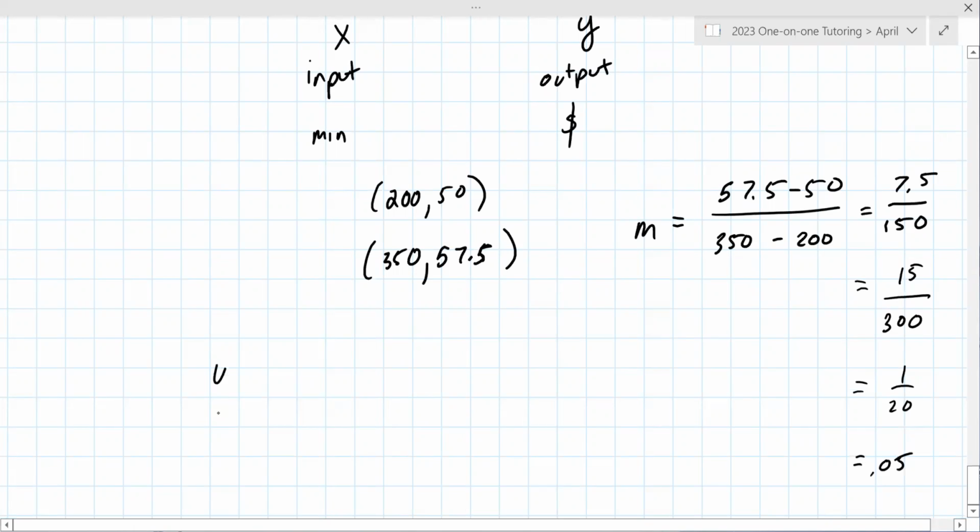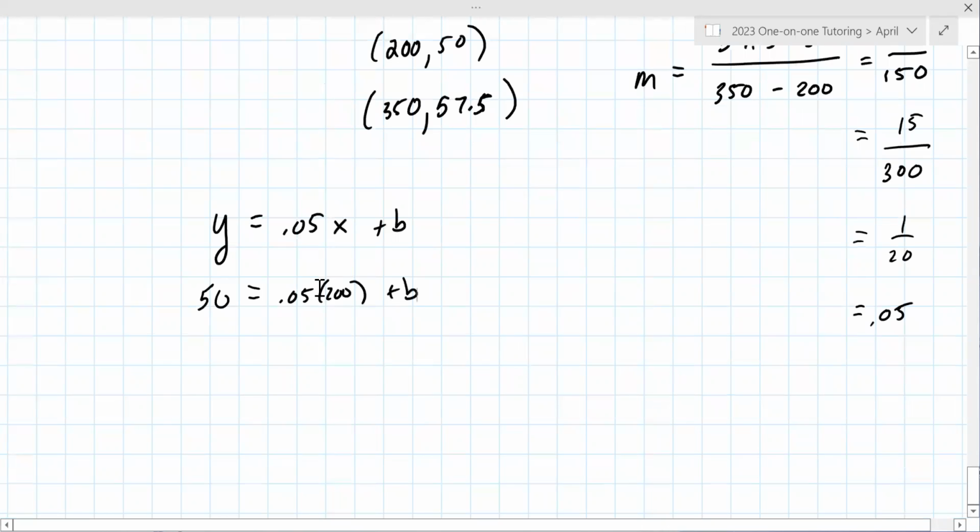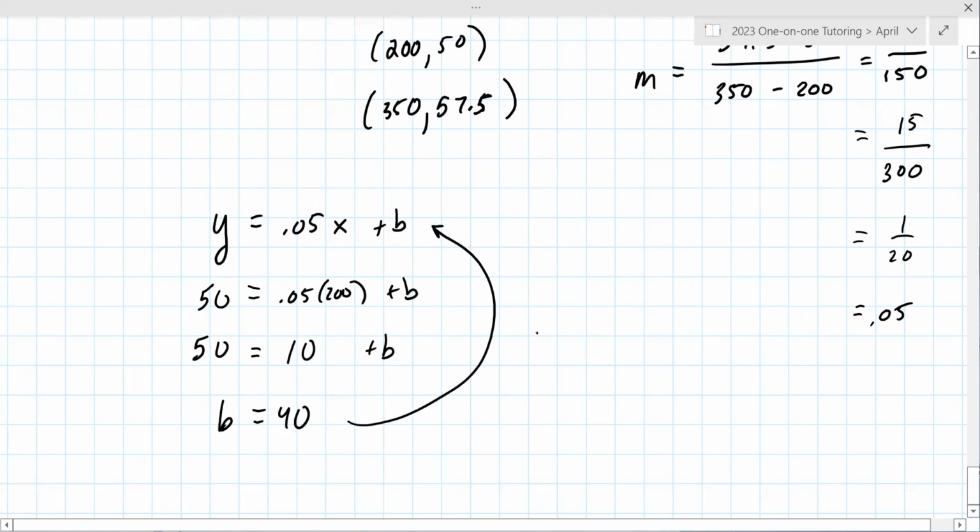Okay, so we have y equals 0.05x plus b. I'll use the first equation, 50 equals 0.05 times 200 plus b. So kind of like that nickel example again, this ends up being half of this number, or if you want to use your nickel analogy, 10 times 20, so 10. So b ends up being 40. So your cost, which is y, is 0.05x plus 40.